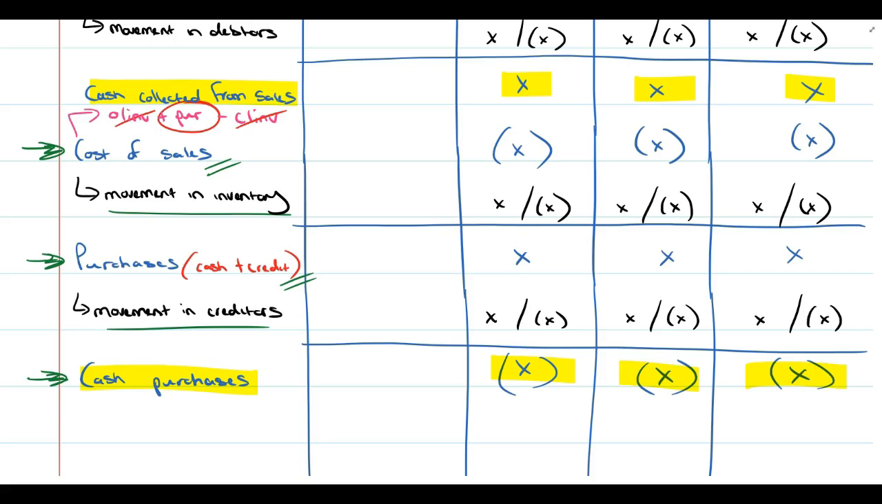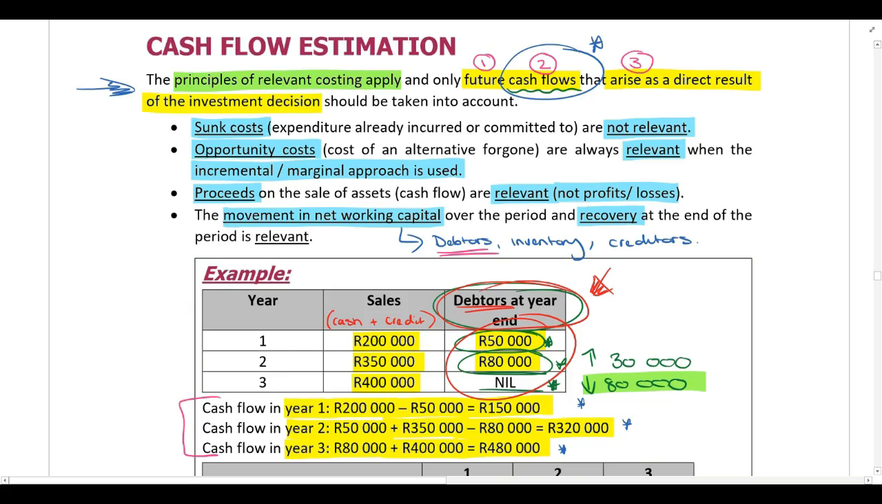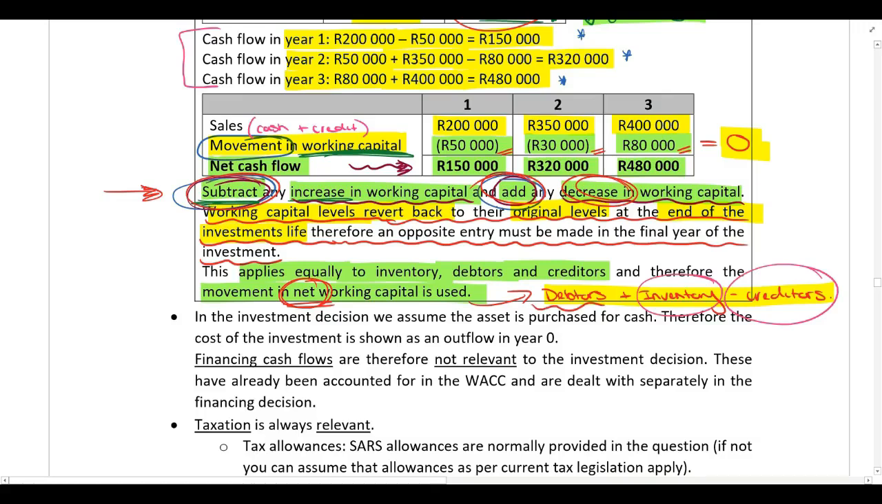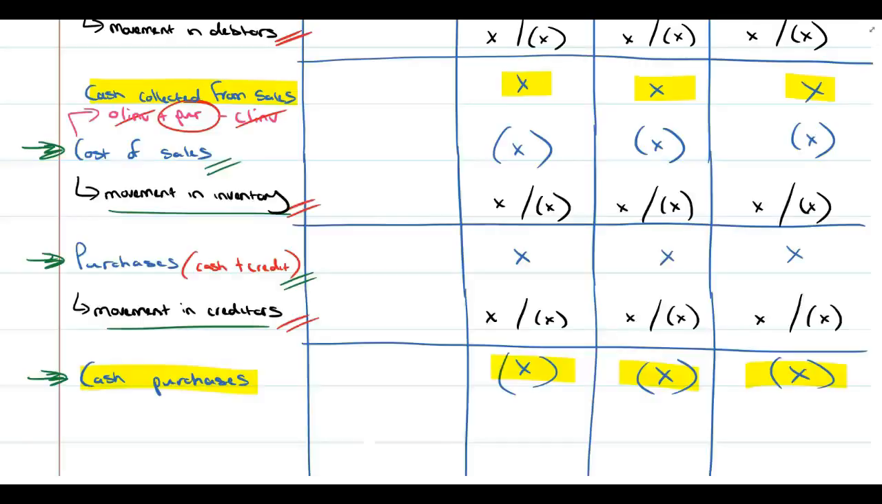All we're doing is we are not looking at all of these movements separately. I'm not separately looking at the movements in debtors, movements in inventory, and movements in creditors. Instead, I lump this all together and I calculate my net working capital. So how do we calculate our net working capital? We take our debtors, we add our inventory, and we deduct our creditors so that we don't have to perform 3 separate calculations. We just look at the movements in our net working capital.